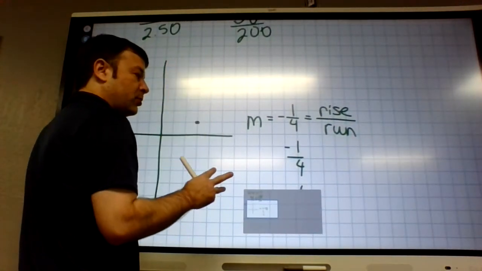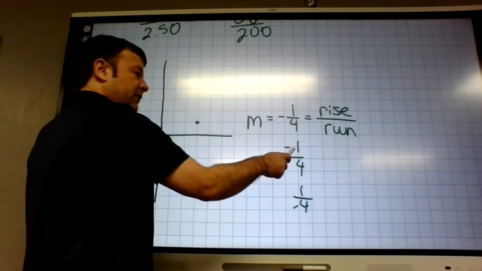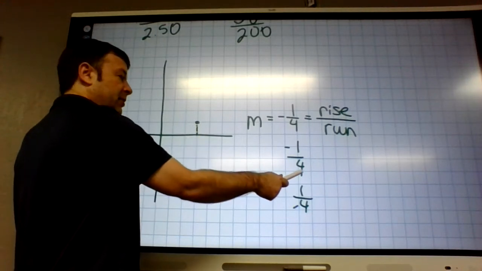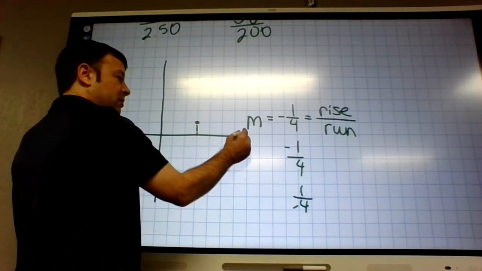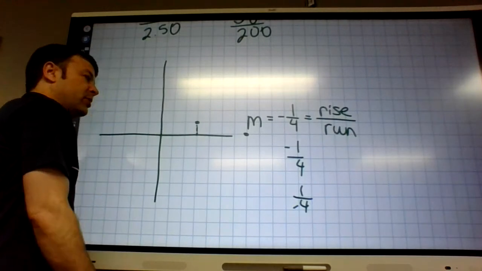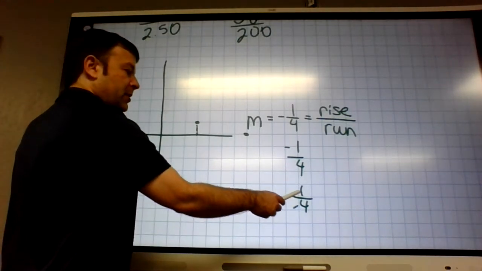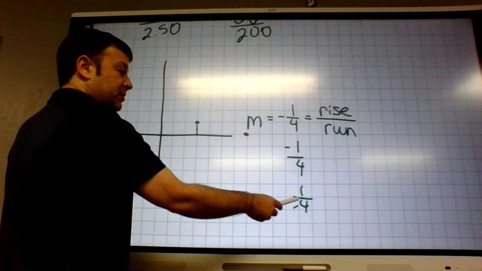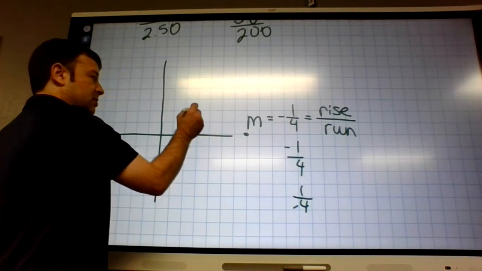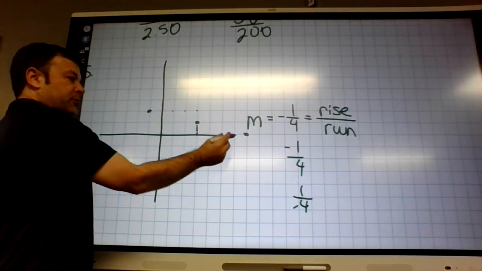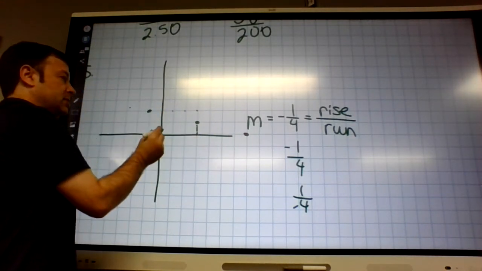Let's see what happens. I want you guys to make 3 points on these graphs. So if I rise negative 1, that means down 1, and I run positive 4, there'd be a point right there. What if I did the other one? What if I did a rise of positive 1 and a run of negative 4? That would be backwards. See how those 3 points are still on the same line?